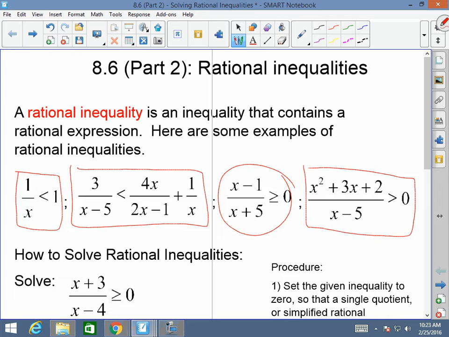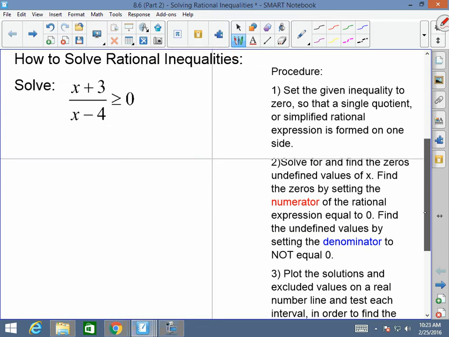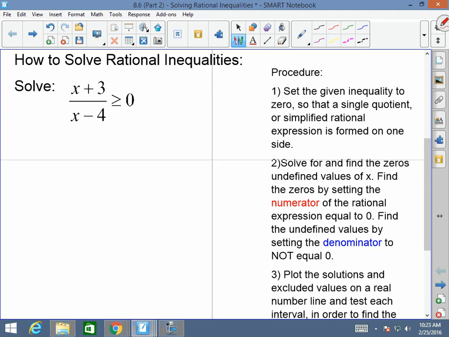Now, how do you solve them? Very simple. Okay. Number 1, set the given inequality to 0. In this particular case, it's already set to 0. If it was not set to 0, if you had something being added to it or multiplied to it or subtracted from it, okay, you're going to have to bring everything over on the right side or the left side so you have 0 on one side and you just have an inequality on the other side. So I don't care how complicated they put it at first, this is the end result for you.